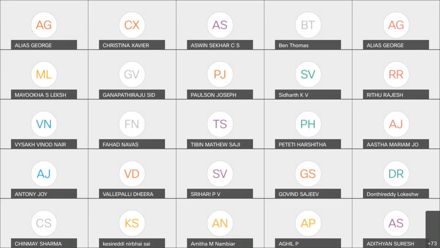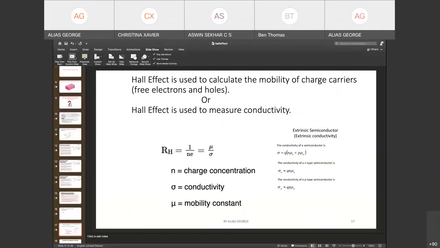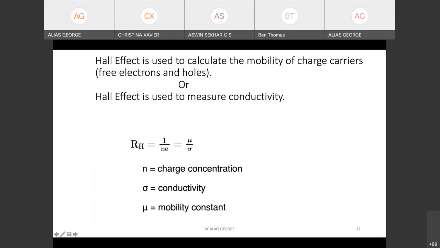Let me share this one. Come back to PowerPoint. This is the equation I derived. You can see this right now. And you know that for semiconductors, conductivity for an extrinsic semiconductor can be found by this equation, and for n-type we can approximate, and for p-type also this can be approximated. I won't go into the details. You can substitute interchangeably in this equation. R_H is equal to mobility by sigma.